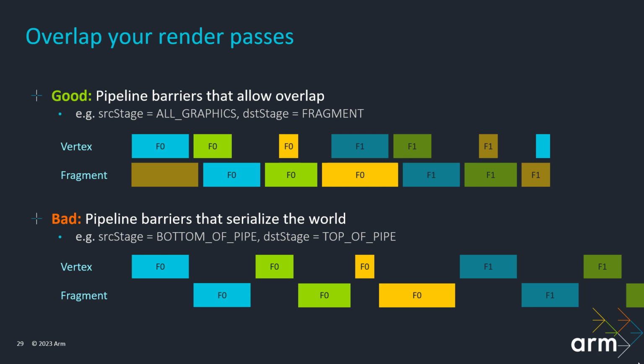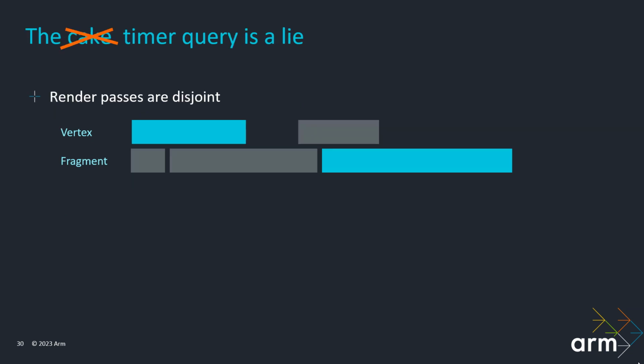So for tilers in particular, this is one of the most important things to get right. If you don't do this, you're going to throw away an awful lot of performance. A slight aside, just in terms of tooling, we see quite a lot of developers coming from PC and console trying to use timer queries as a profiling tool on a tiler. And just be aware of the fact they can be very misleading.